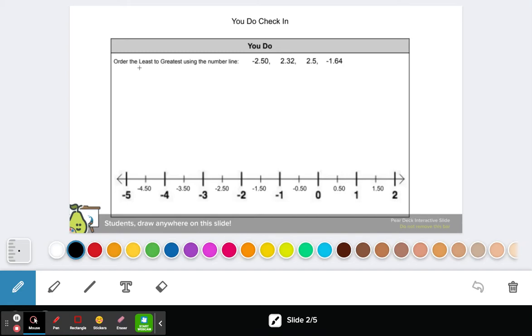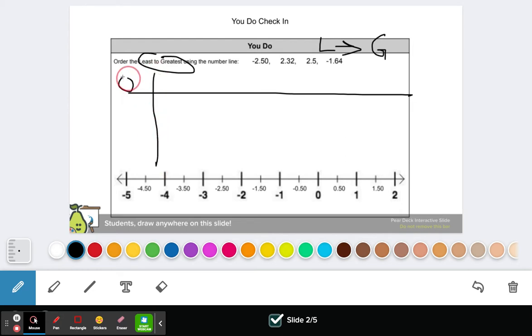So it says order the least to greatest using the number line. So we're going to order these numbers from least to greatest, okay? So that means we're going to go from L all the way to G, okay? So then we need to make our table.